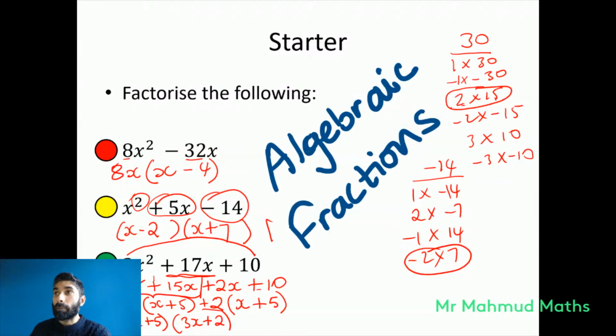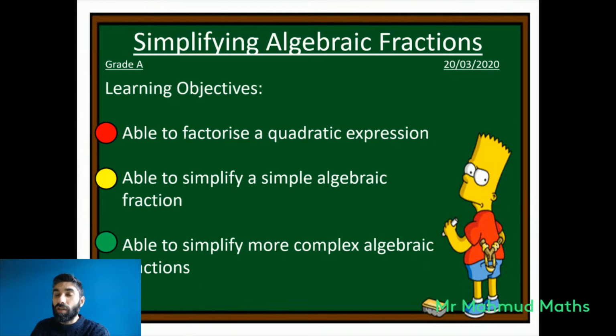Next. Now, the objectives for today are: able to factorize quadratic expressions, so this is what we've done just now; able to simplify a simple algebraic fraction; and able to simplify more complex algebraic fractions. Now, these are the objectives. The first objective you already met. I hope that you had a go at those questions and are able to answer. I know the last question is a bit difficult, but the two, hopefully, you should be able to answer. Now, able to simplify simple algebraic fractions. This is what we're going to do next.